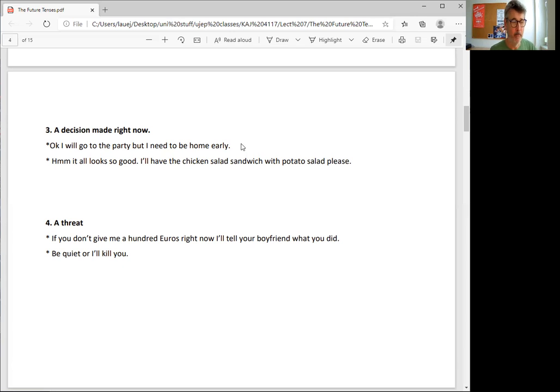Now, we also use will when we make a threat. I think you know what a threat is. So here's an example. If you don't give me 100 euros right now, I will tell your boyfriend what you did. All right, you don't want that. You don't want your boyfriend to know what you did. All right, this is a threat. I'm threatening you. I will. And be quiet or we'll kill you. All right, these are all threats.